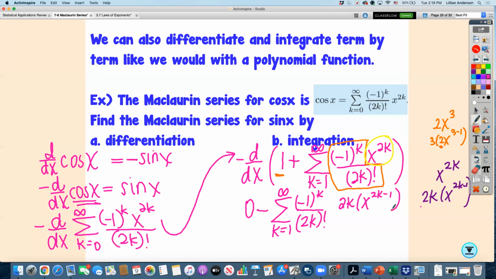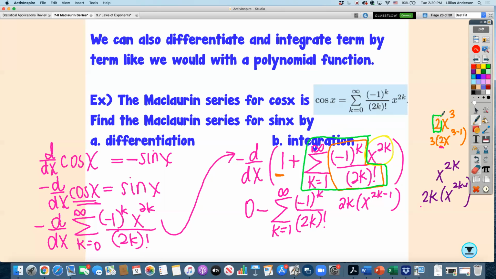Again, the part that I boxed in orange represents the constant, which never changes when I take the derivative anyway. I just end up multiplying it by the exponent and then subtracting 1 from the exponent that is attached to my variable. So when I take the derivative of what's inside the parentheses, the summation along with the part that's boxed in orange is my coefficient.